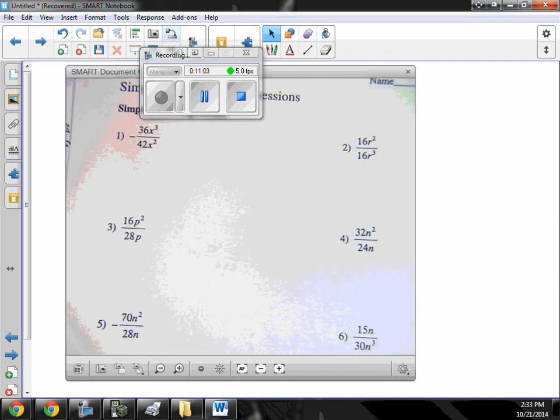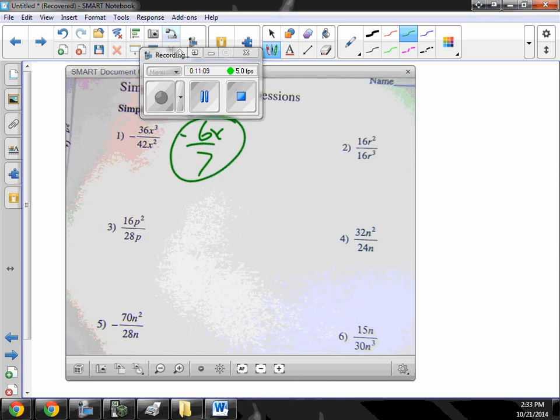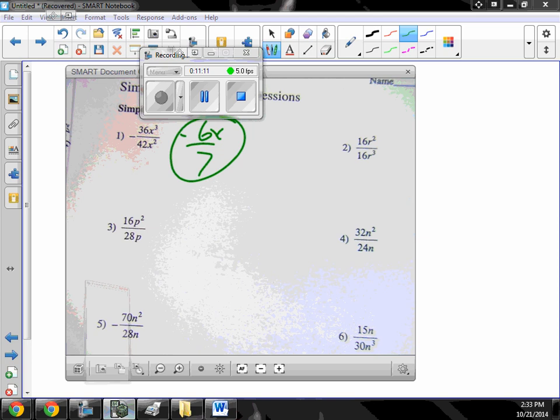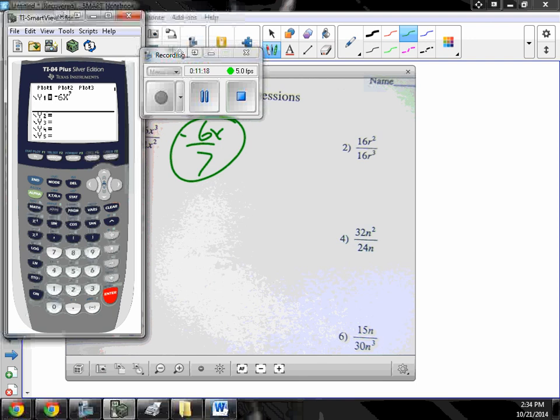So look at number 1. We simplified it to be negative 6x over 7. So that's what we're going to graph. So I'm going to go to y equals. I'm going to graph negative 6x divided by 7.